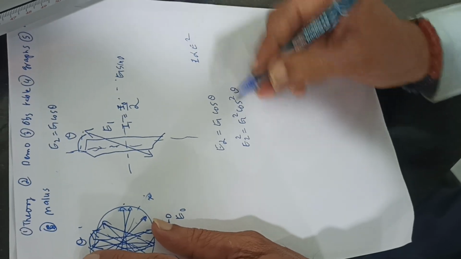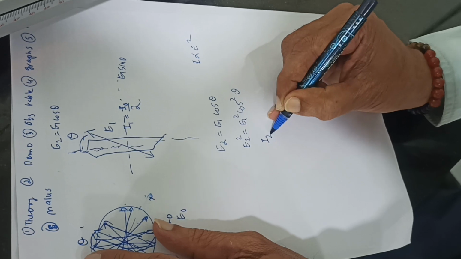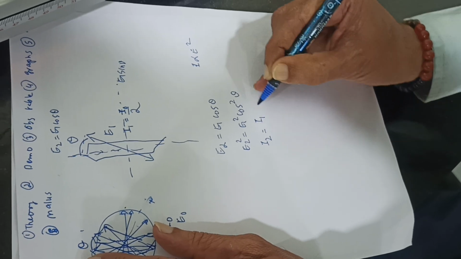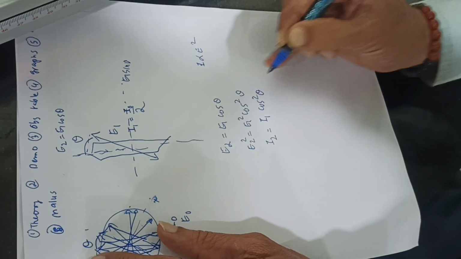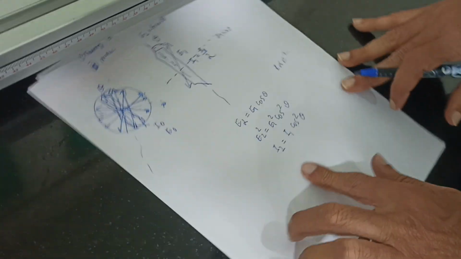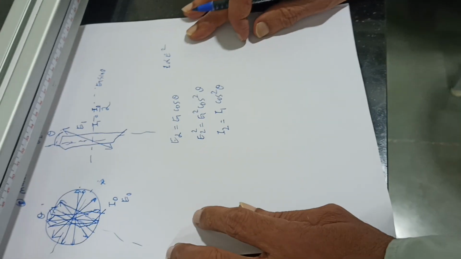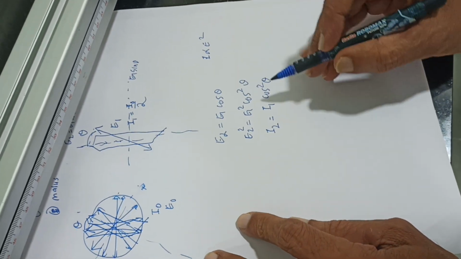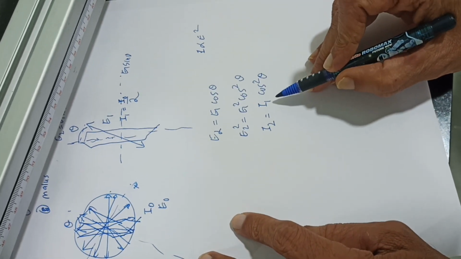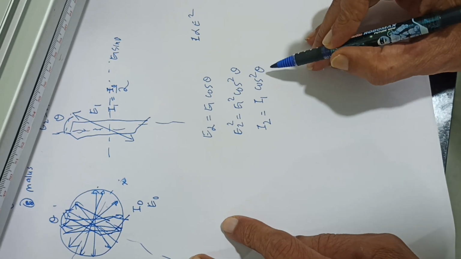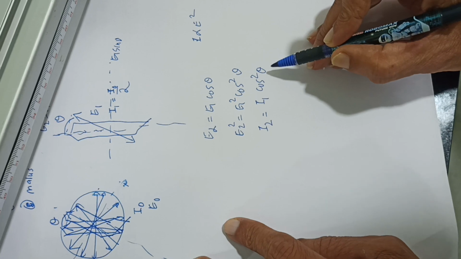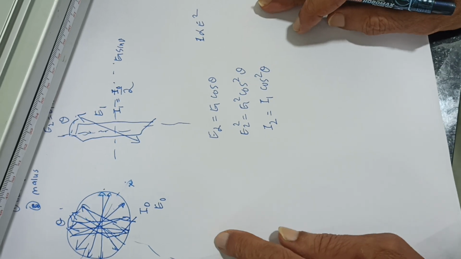Now since intensity is proportional to amplitude squared, I can write I2 here, and that will be equal to I1, for E1 squared I am writing I1, and I will have cos squared theta. So this is the statement of the law of Malus: I2 is equal to I1 cos squared theta. That means when you pass light through two polarizers, the intensity passing through the second polarizer will be a cos squared function of theta, which is the angle between their optic axes.